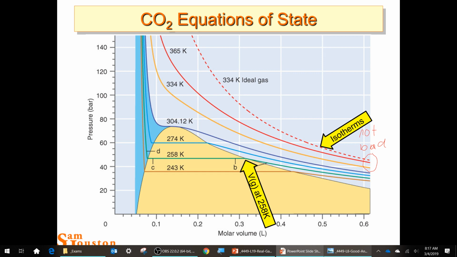It's important that you understand all the different kinds of points that you can have on this curve. So that's a very particular point, right where condensation begins. That's the volume of the gas. And then this one over here is the volume of the liquid at that temperature.